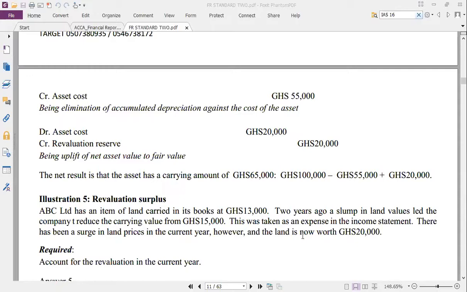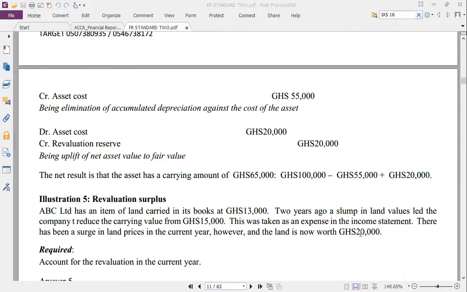Now let me make this statement. We don't depreciate land, the freehold land. So land should not suffer depreciation. When you are solving questions, some of them involve this. There are two types of land: freehold land and leasehold land. We depreciate leasehold land, but we don't depreciate freehold land.